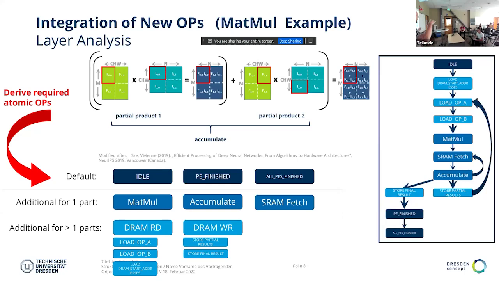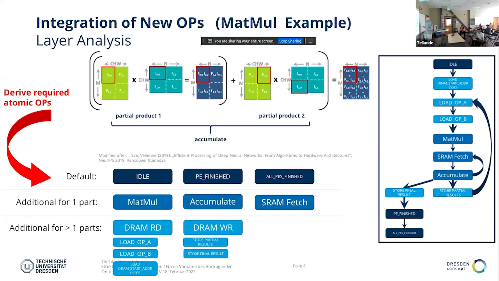And if the matrix gets larger, you might not be able to compute the full output in a single run. So you might only be able to compute an output tile. And then you have to reload some input data, compute the next output tile, and so on. So then you also need the DRAM access within the layer. So you need some DRAM read instructions and some DRAM write instructions.